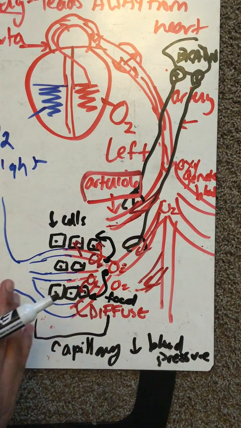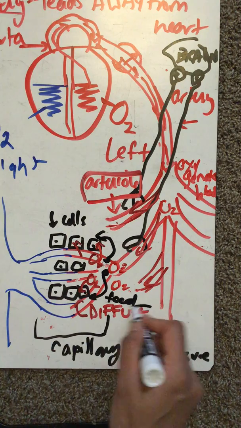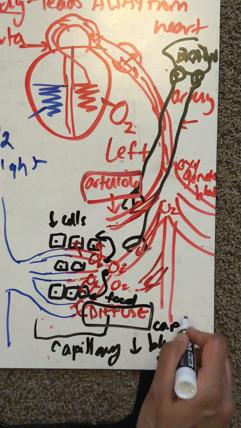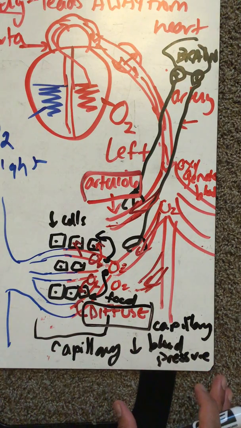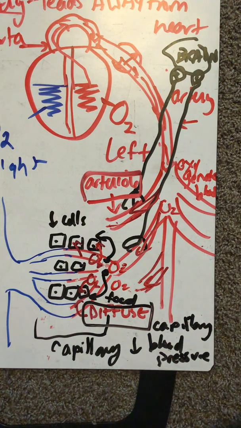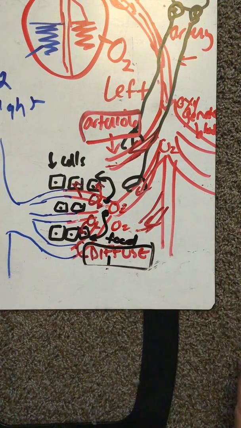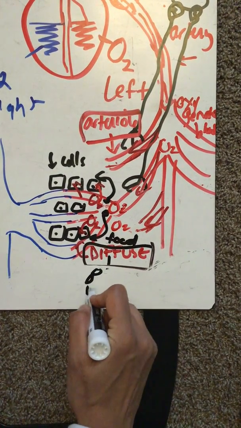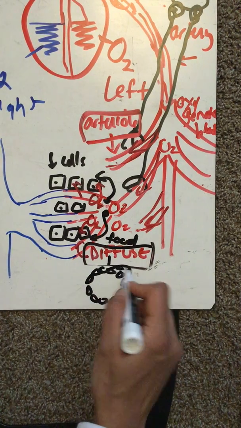So the capillary is really important because that's where diffusion occurs. So diffusion only occurs at the capillary. And the reason why it only occurs at the capillary is because the capillary is one cell thick. So it's easy to break, right? So imagine if I was to draw the capillary, which I will right here. The capillary is very, very thin walled, okay? So this is the capillary. And it's made up of a single cell layer.